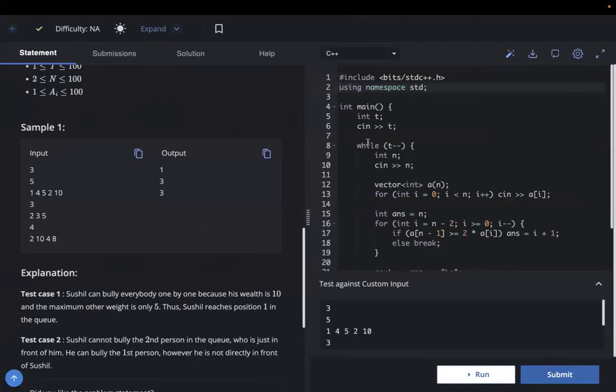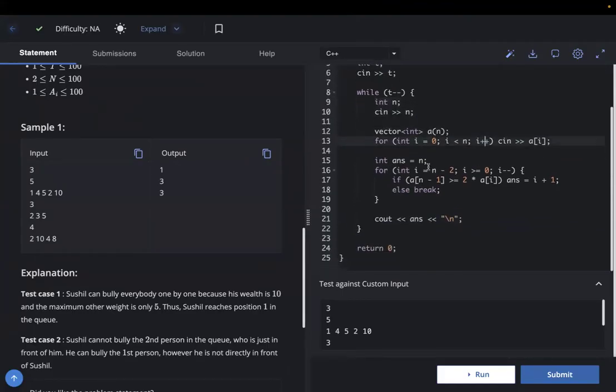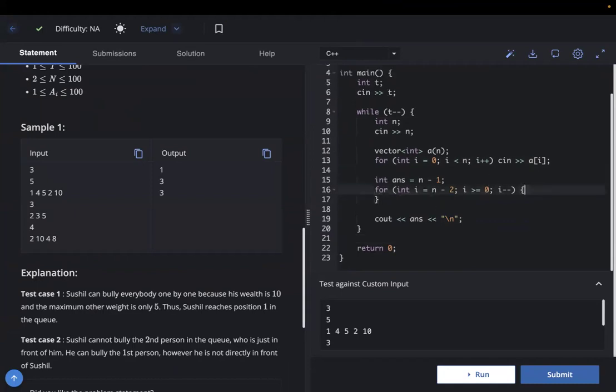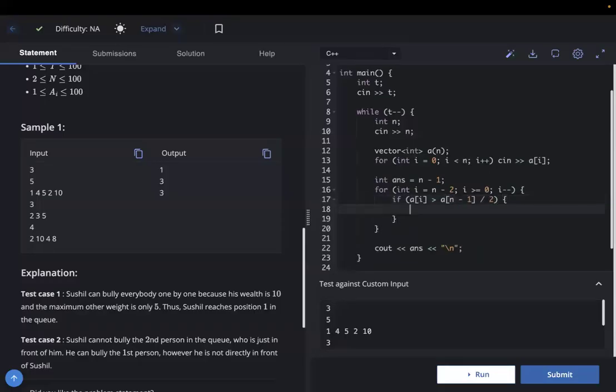In my case, I took all the inputs. Then initially, I initialized my answer. Let me change it a bit so that it looks like the explanation. If Ai is greater than A of n minus 1 by 2, then answer equal to i plus 1 and break. And we will print answer plus 1.